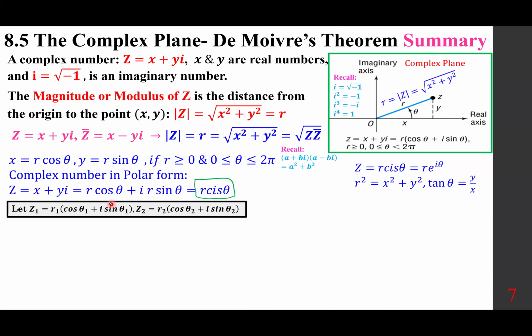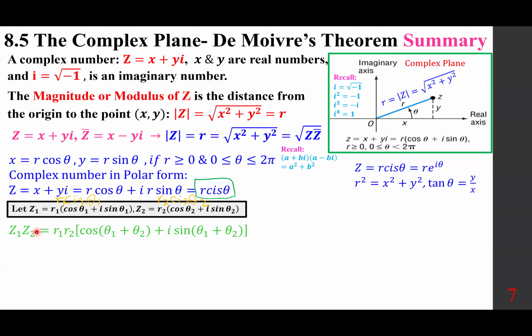All right. Again, this is the summary. Let z sub 1 be r1 cis theta 1. That means r1 cosine theta 1 plus i sine theta 1. And z sub 2 be r2 cosine theta 2 plus i sine theta 2. So the shorthand notation would be r1 cis theta 1 for this one, and r2 cis theta 2 for this one. This is a shorthand notation.